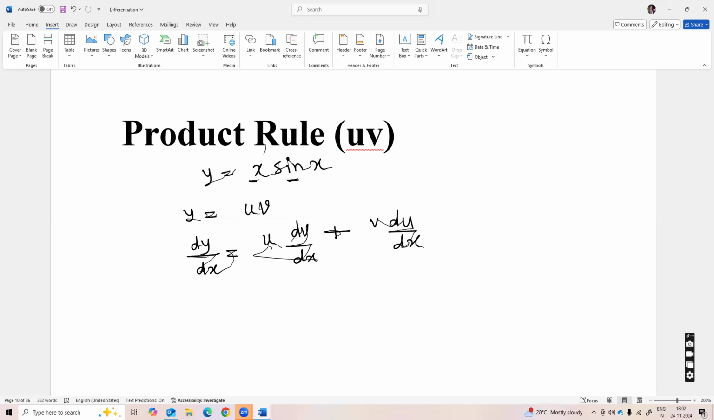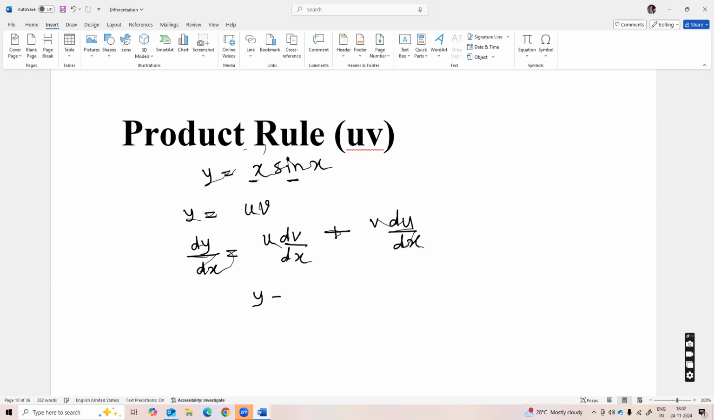So if y is a function of u and v, and u and v are two different functions, then dy by dx is given as: first we'll take u as a constant and take the derivative dv by dx. So it is u into dv by dx plus v into du by dx.